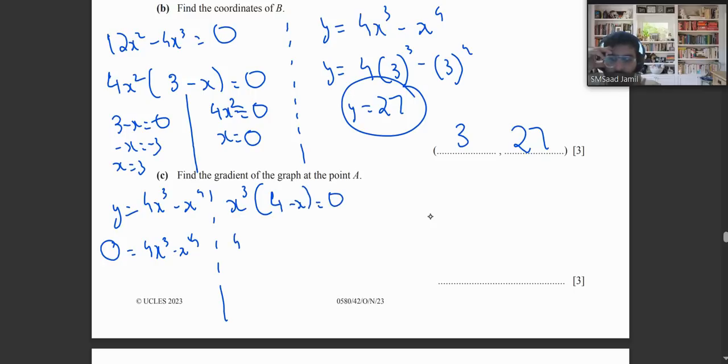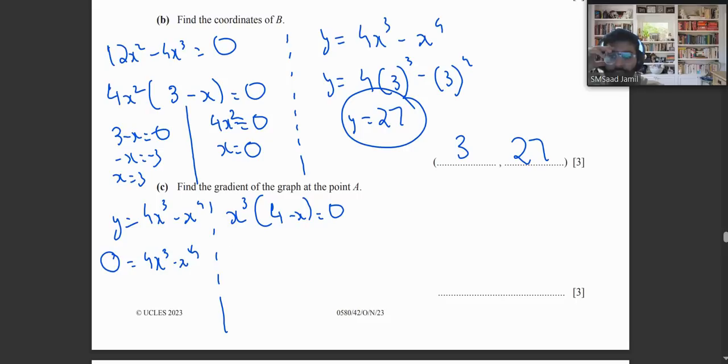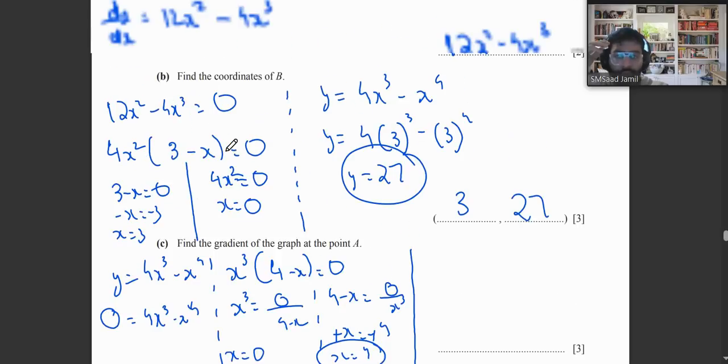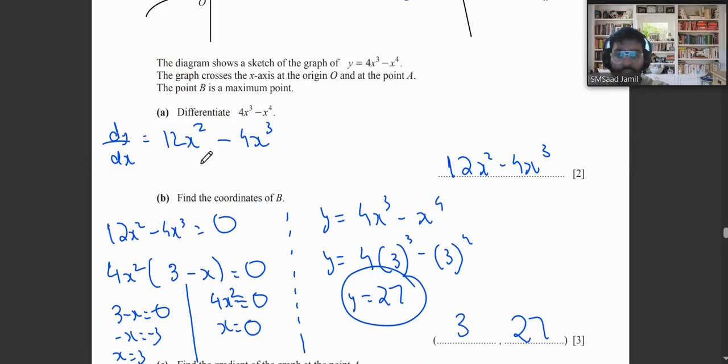So x is equal to... Let me write down the whole thing so that you guys don't get confused, because chances are you might not understand, so I'll do the whole working. So look, x cubed is equal to 0, or 4 minus x is equal to 0. Minus x is equal to minus 4, minus minus cancel, x is equal to 4. So what's the value of x? 4.